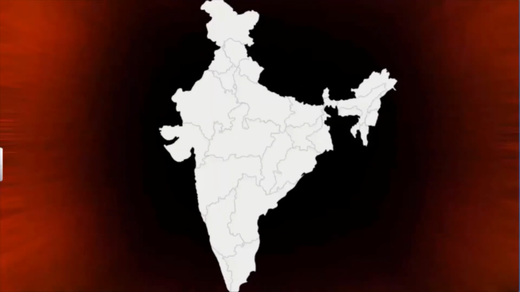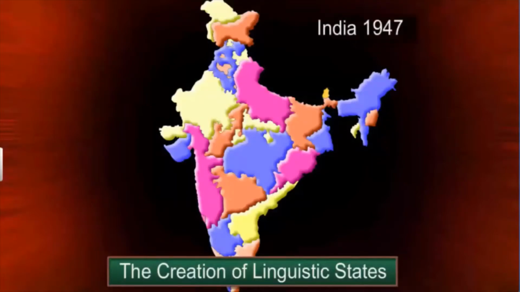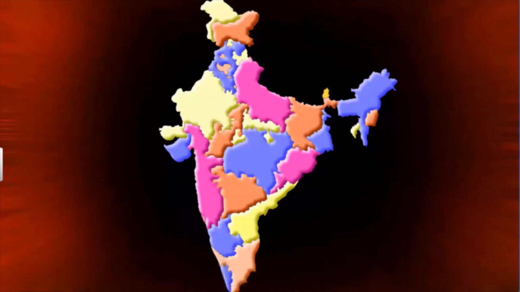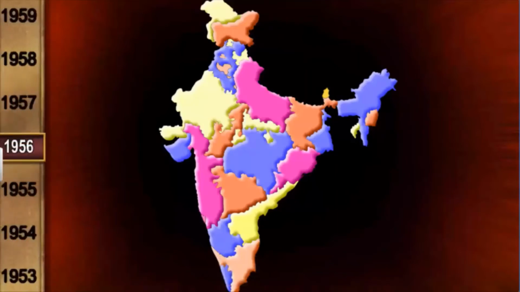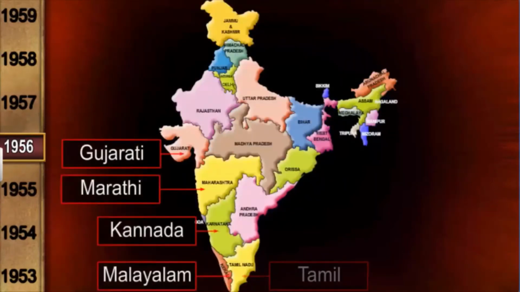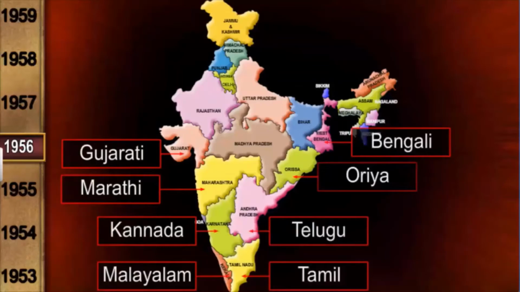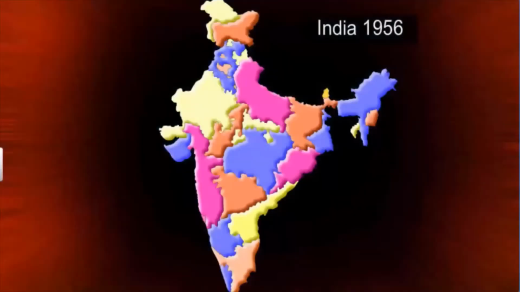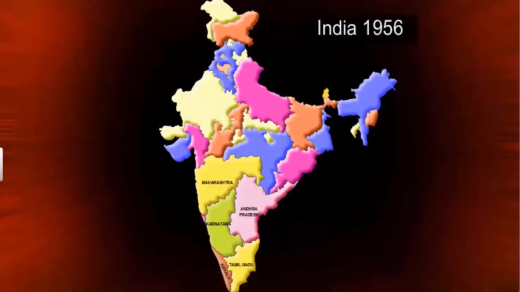At the time of independence in 1947, there were many states that had more than one local language. However, in 1956, under the State Reorganization Commission, the states were created on the basis of language. During this time, many small states disappeared and new ones came into existence.